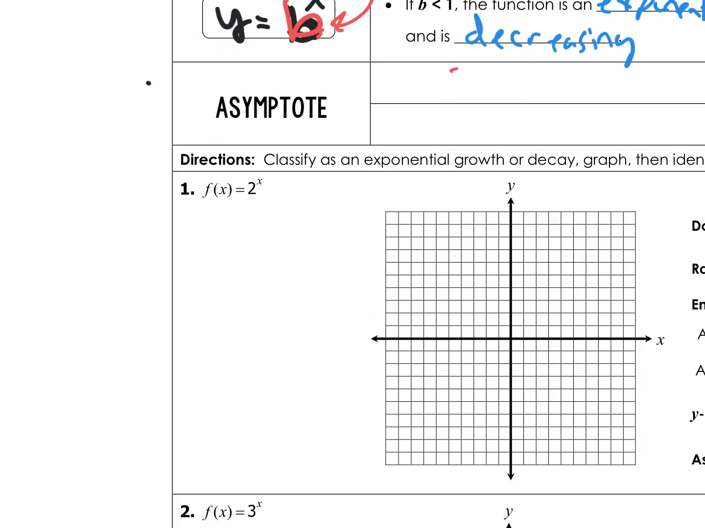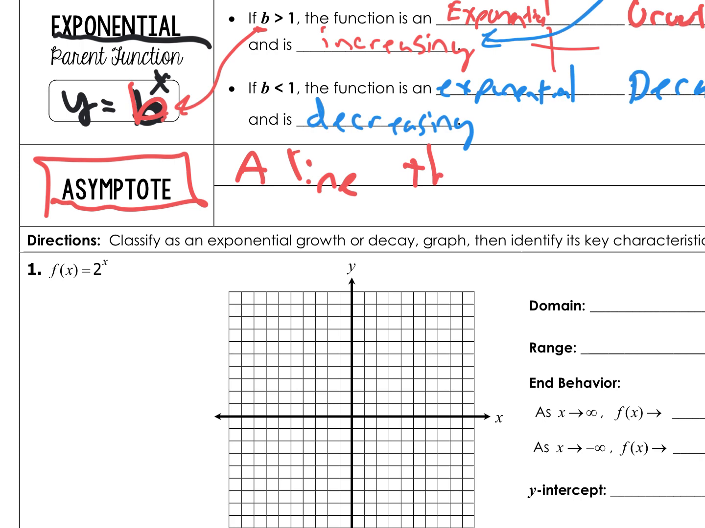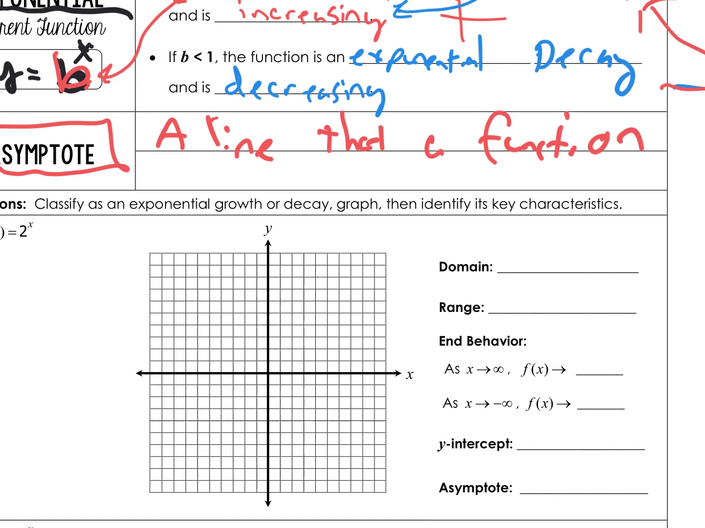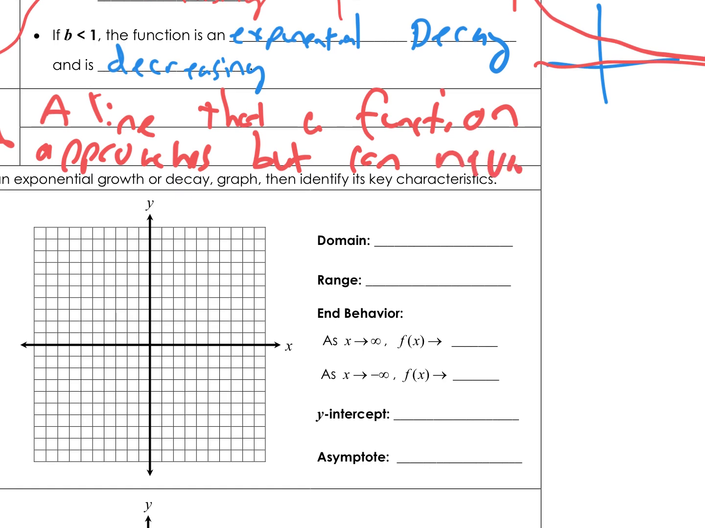Now, a new word that you may have seen, but I don't think we taught it in Algebra 1: asymptote. It's a line that a function, any kind of function, doesn't matter, approaches, but can never touch or cross. Well, I guess you can't touch it, how can you cross it, right? It's usually invisible. And when I graph an asymptote, I usually do it with a dotted line.